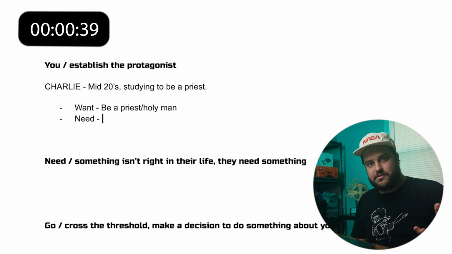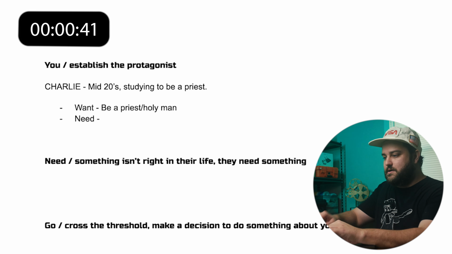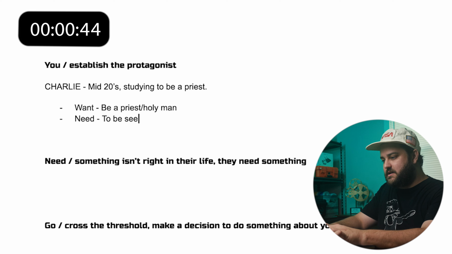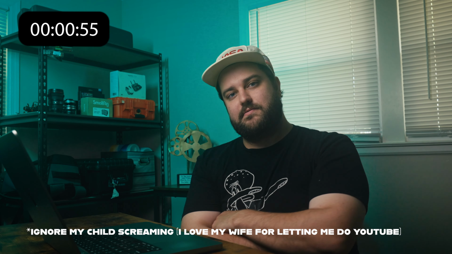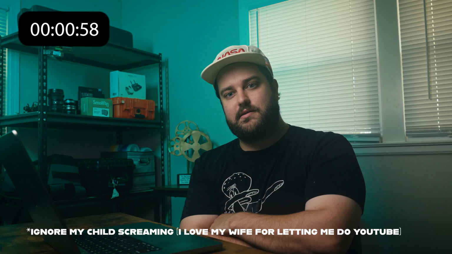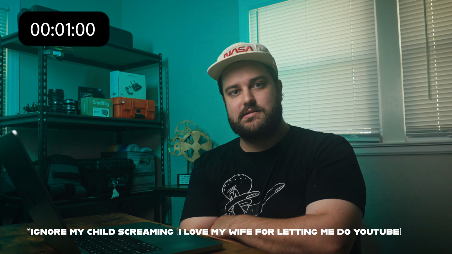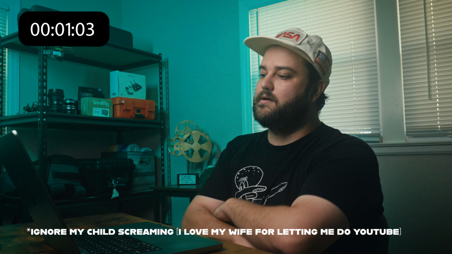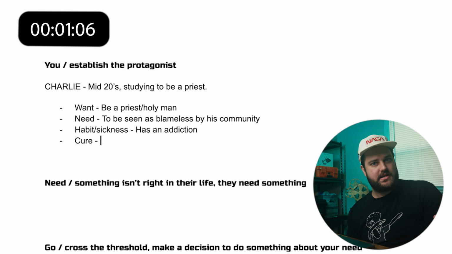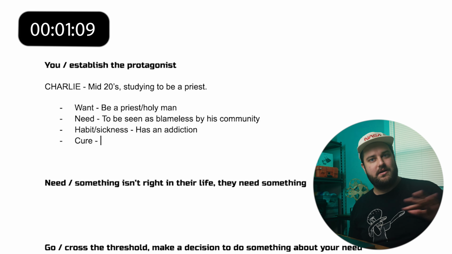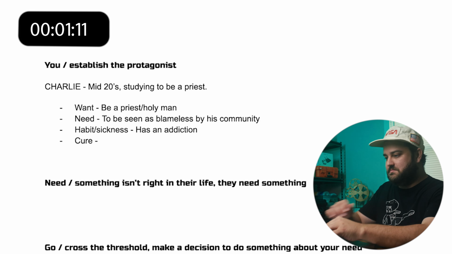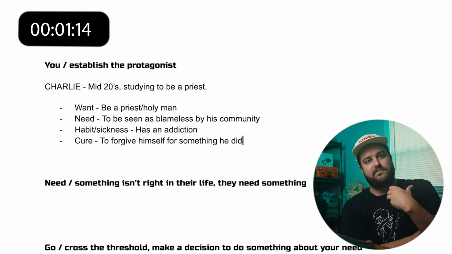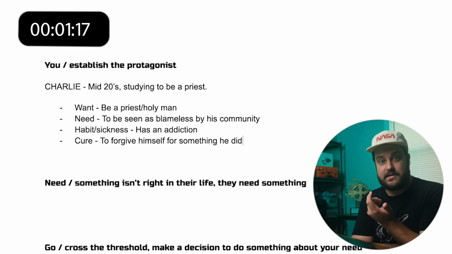Need. Now this is the internal need of the character, not necessarily the external need. We're going to say to be seen blameless, because there's that song about being blameless in his sight. Maybe he was someone who was blamed for something, and he's trying to prove that he's not the person that did this bad thing. And his sickness, maybe we can just say he has an addiction, just to keep it simple for now. Maybe as we go through the story, it'll become more clear. So his cure really is to forgive himself for something that he did.